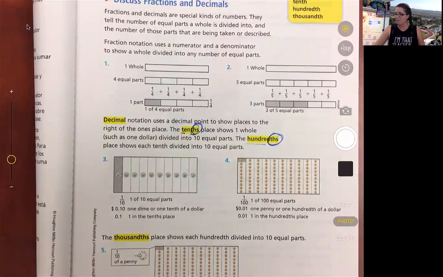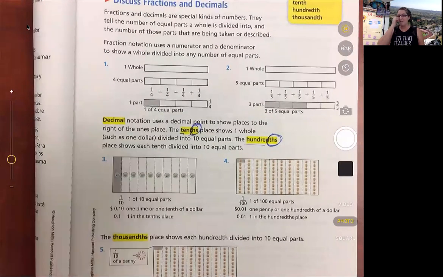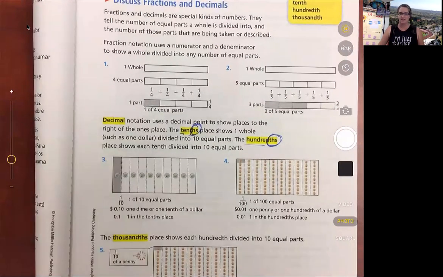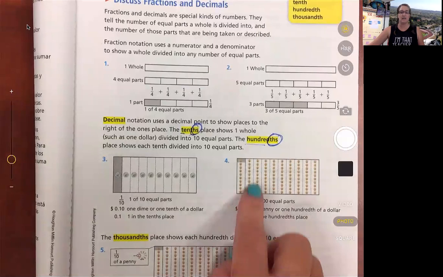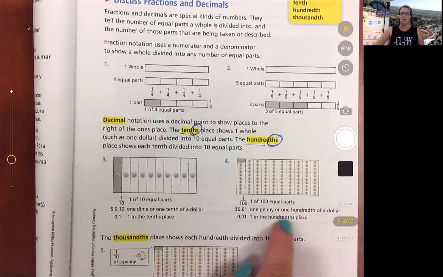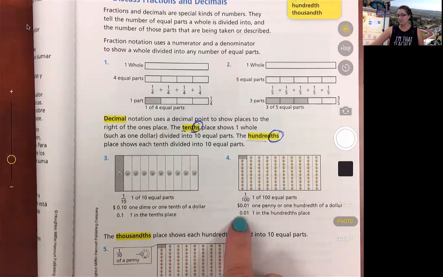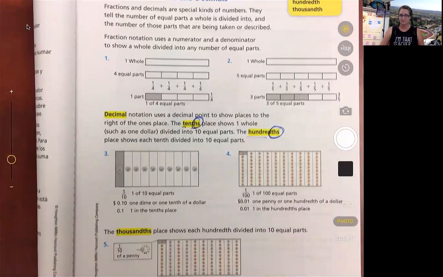But what if we take one of these dimes and we want to divide that one dime into 10 pieces? Pennies. We get to our pennies. 1 cent. There's 100 pennies in $1, so that would be 1/100th. 1 penny or 1/100th of $1. And we write it as 0.01. And that's 1/100th. There's a 1 in the hundredths place.